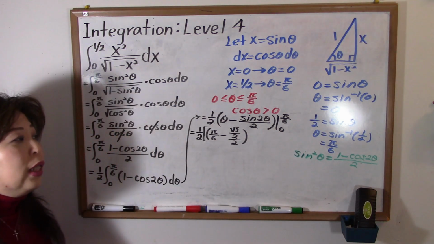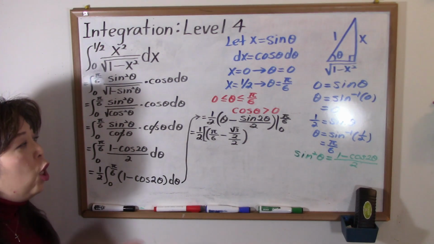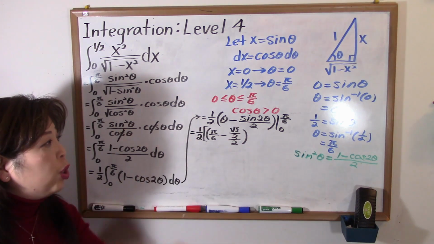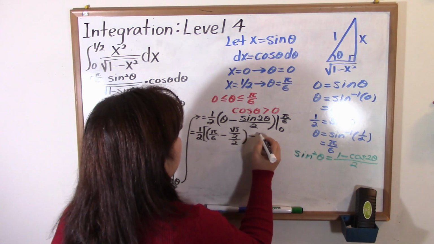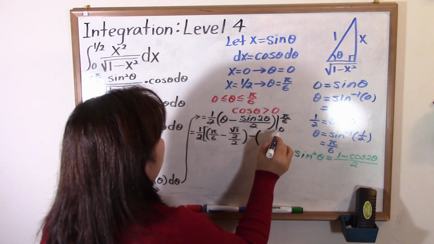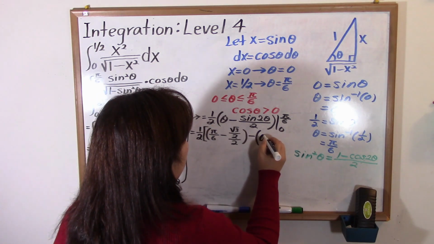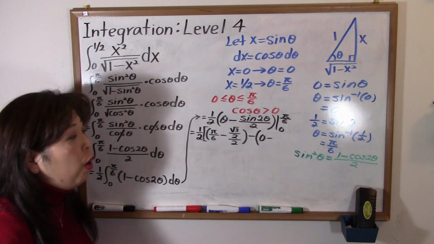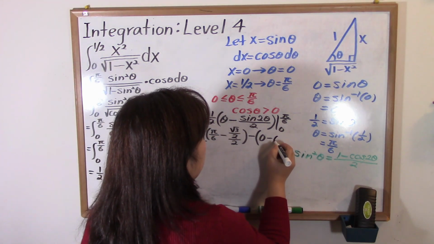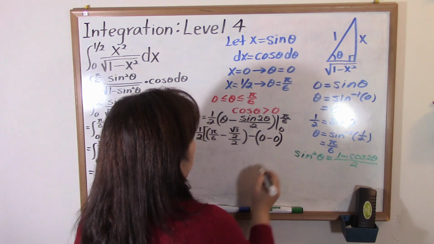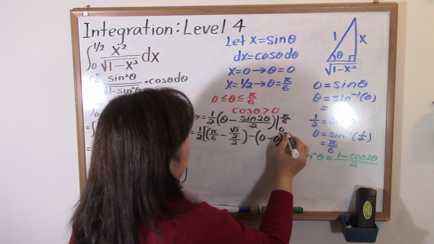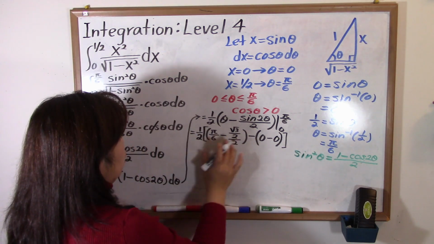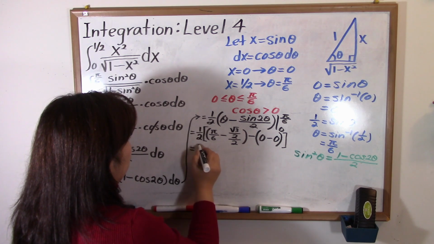And next, we're going to subtract the value of this expression where theta is equal to 0. We plug 0 into theta: 0 minus sine of 2 times 0, which is sine 0. Sine 0 is actually 0, so it's 0. Close the bracket.